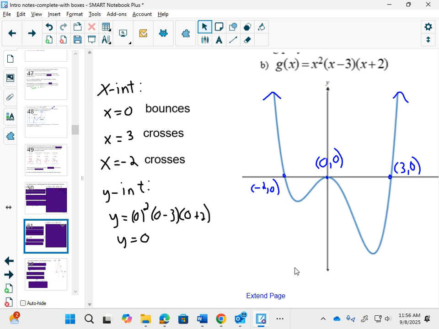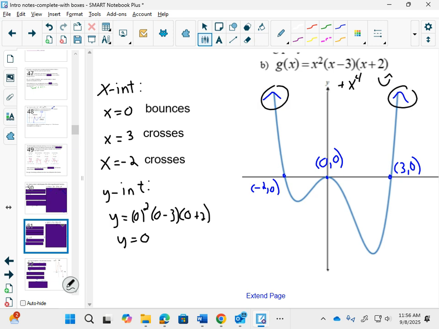If you multiplied this one out, you'd have an x squared, an x, and an x. You would have an x to the 4, and it would be positive. So notice your end behavior. It acts like a positive parabola. The 0 has a bounce. The 3 it crosses. The negative 2 it crosses.